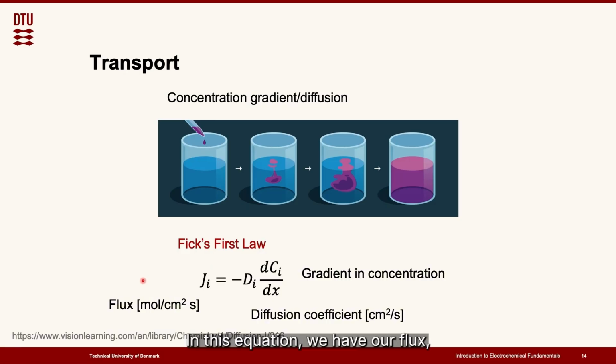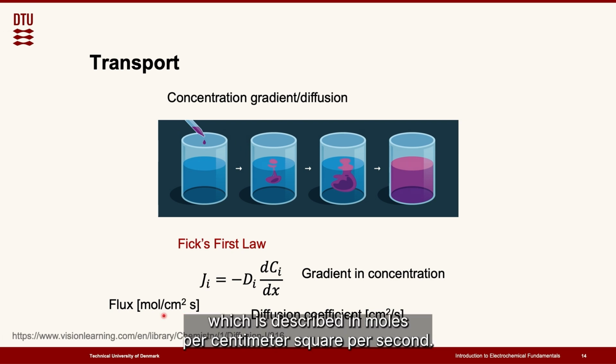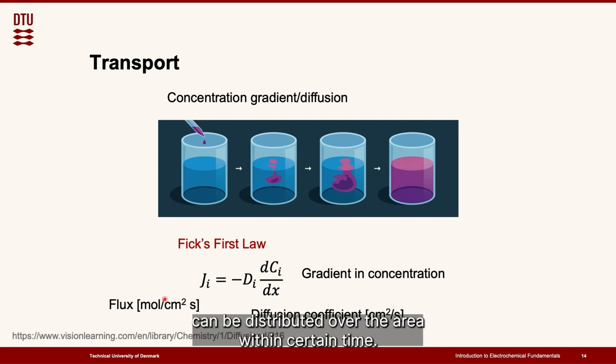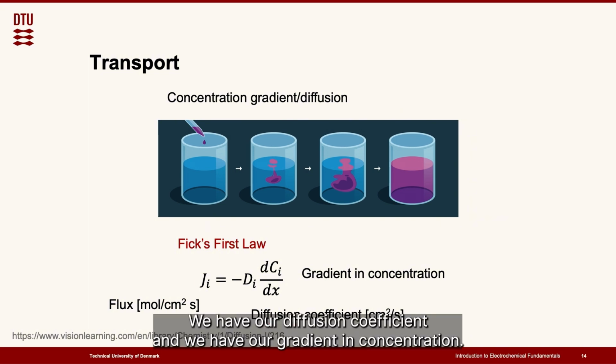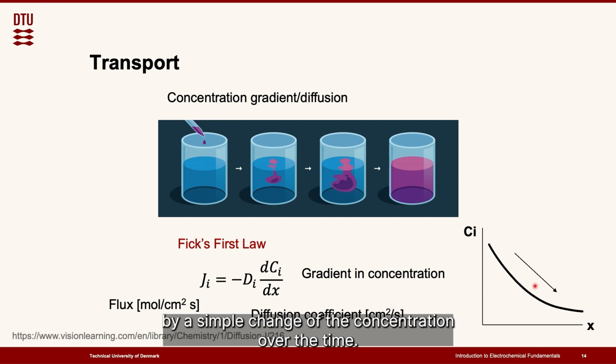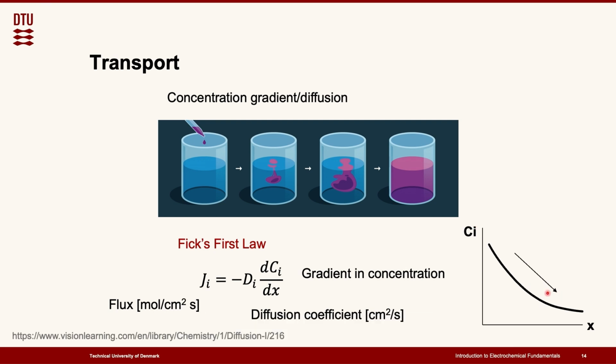In this equation, we have our flux, which is described in moles per centimeter squared per second. So it's how much of that substance can be distributed over the area within a certain time. We have our diffusion coefficient, and we have our gradient in concentration. The gradient in concentration could be understood as a simple change of the concentration over distance.